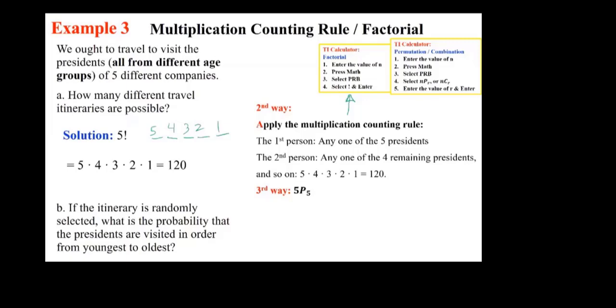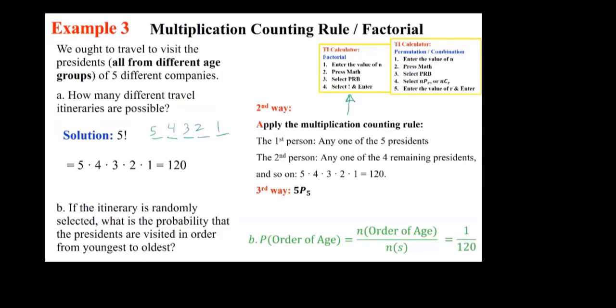Finally, for this question: if the itinerary is randomly selected, what is the probability that the presidents are visited in order from youngest to oldest? There's only one way to have the proper order, and it's only 1 over the total size n of S, which is 1 out of 120.